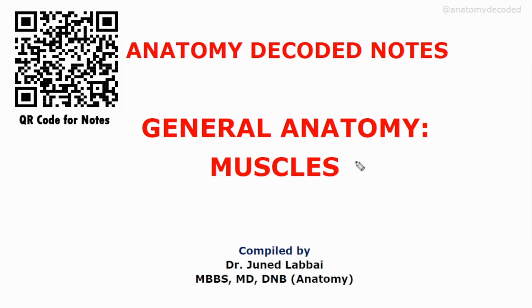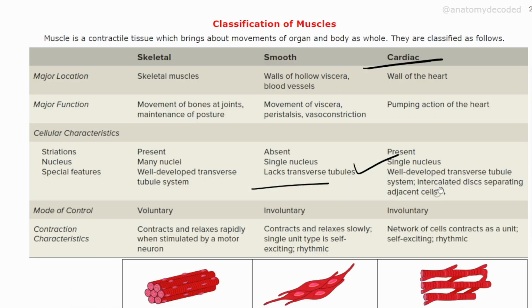Hello everyone, in this session we'll be learning about general anatomy of muscles from the anatomy decoded notes that we have made for you all. So muscles of the body, what you all know about it. Muscle is a contractile tissue. Muscle is a basic tissue, therefore basic tissues in the body, right?